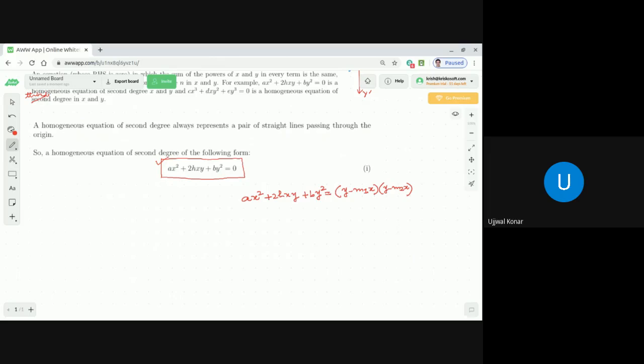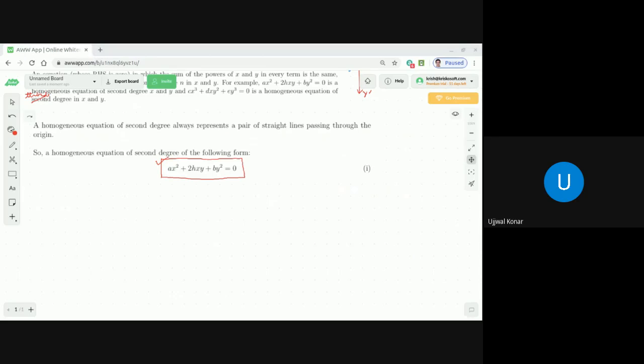Now the next point we're going to discuss is that we are seeing that yes, it is passing through the origin. But the next point is that there are some conditions, and based on those conditions we can conclude the nature of these straight lines. So what we see is that it represents a pair of straight lines. Let me remove this part at this moment. I just explained how it looks algebraically.